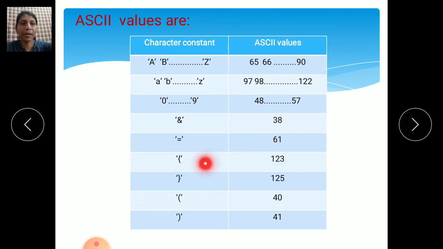Then open curly brace ASCII value is 123. Close curly brace ASCII value is 125. Open parenthesis or open round bracket value is 40. Closing parenthesis, the value is 41. We can call it a parenthesis, opening parenthesis and close parenthesis. Okay, and this is curly braces, opening means left curly brace and right curly brace. This is left parenthesis and this is right parenthesis.